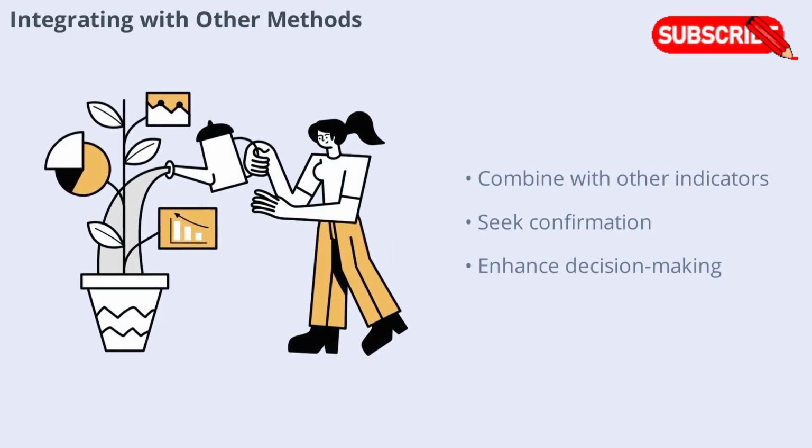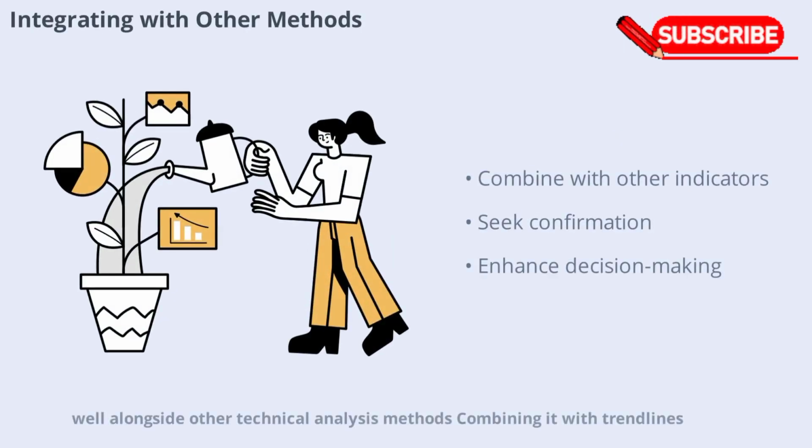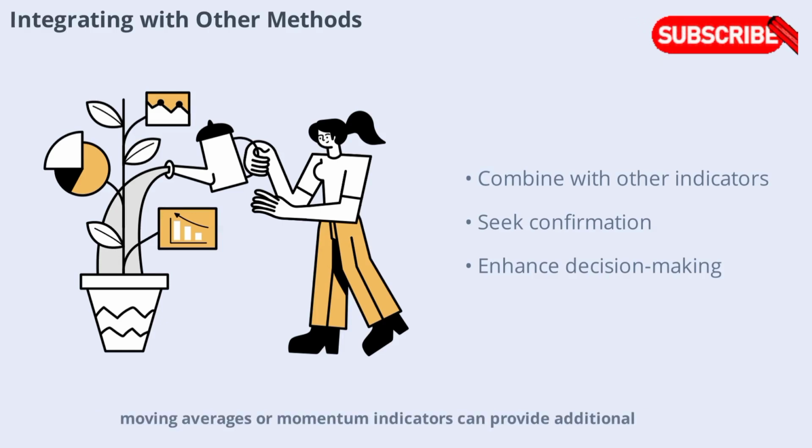The square of 9 technique works well alongside other technical analysis methods. Combining it with trend lines, moving averages, or momentum indicators can provide additional confirmation and improve your trading decisions. The more tools you have in your toolkit, the better equipped you'll be to navigate complex markets.